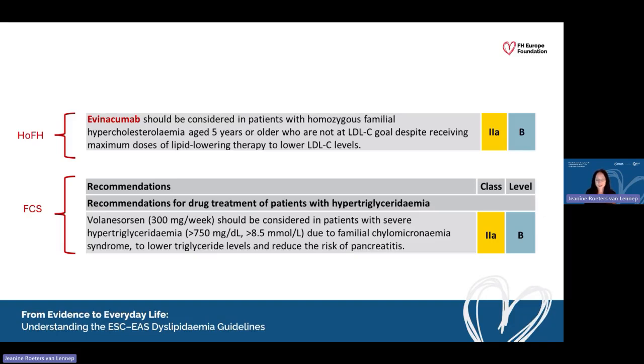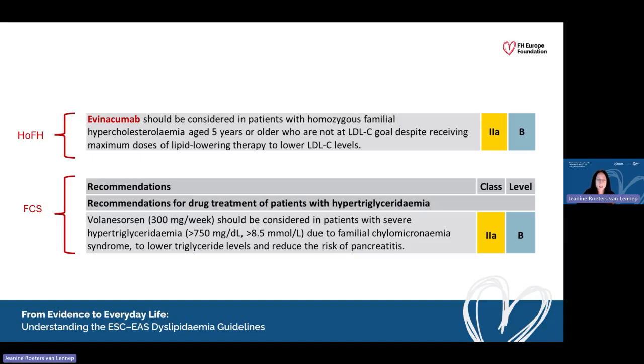This drug can be considered in patients with homozygous FH already from the age of 5. It says 5 here, but in the text I think it's 1.5 or something, very young, who are not at goal despite receiving the maximum dose of other lipid-lowering therapies.